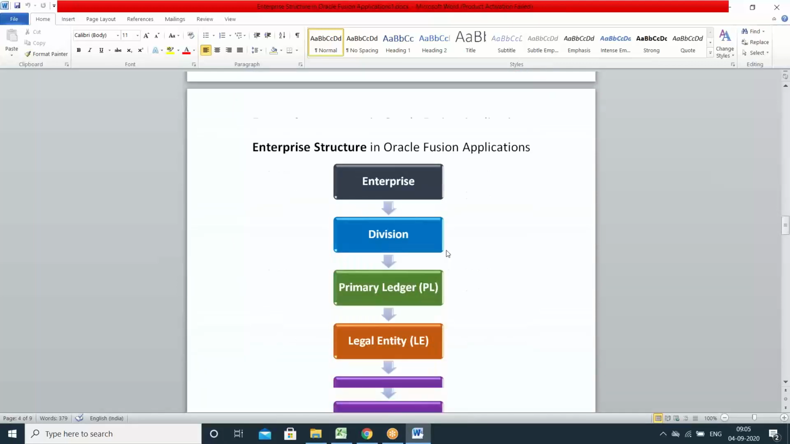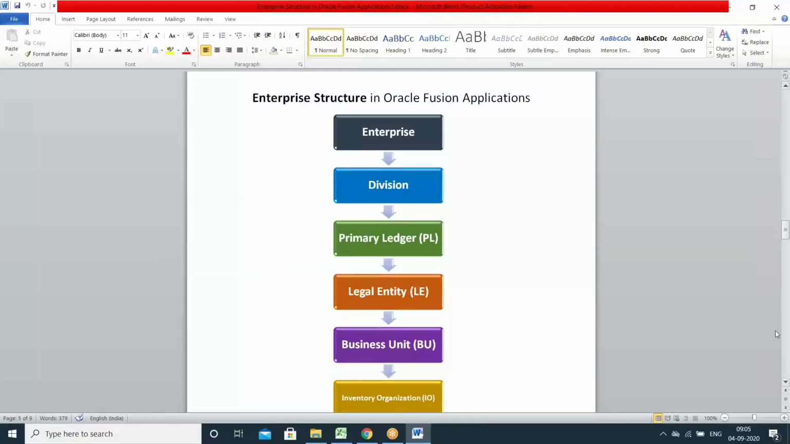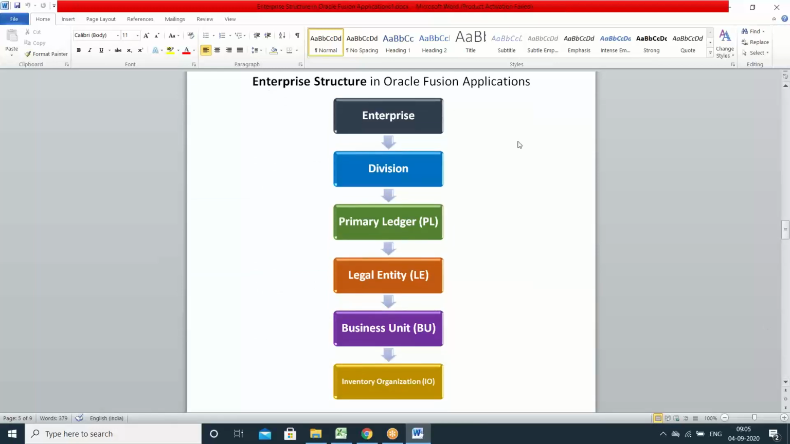Now let's see what the enterprise structure is as per Fusion. This is a standard enterprise structure within Fusion applications. At the top level you have the enterprise, where you can maintain the employee information. Under enterprise you can have a division. How many divisions you can have depends on the vertical or geographies. Under division we have a primary ledger. Under primary ledger we have legal entities. Under legal entities we can have a business unit. Under business unit you can have inventory organizations, but division is optional.